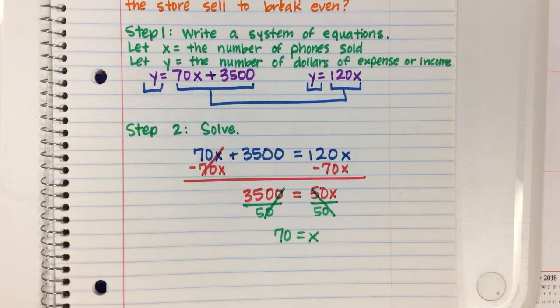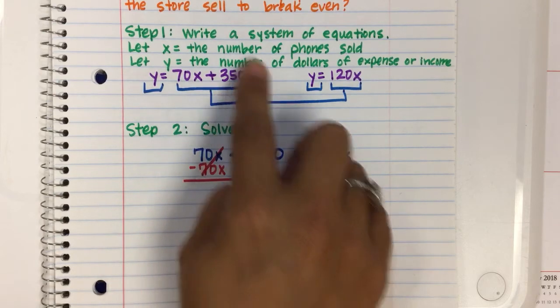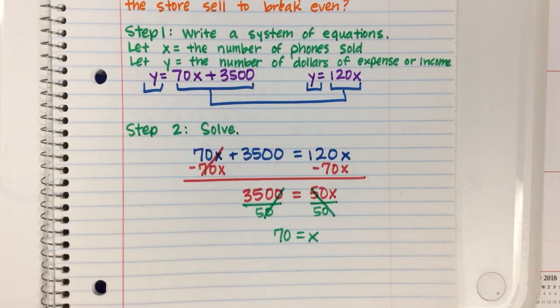So how many phones do I have to sell? I have to sell 70 phones just to break even. Now that doesn't mean that I made any money. That just means I made back what it cost me to operate the store. So I'm not in the red, but I haven't made any money yet.